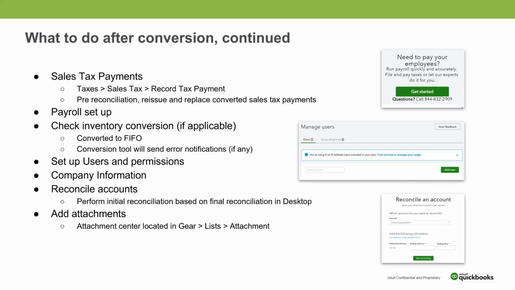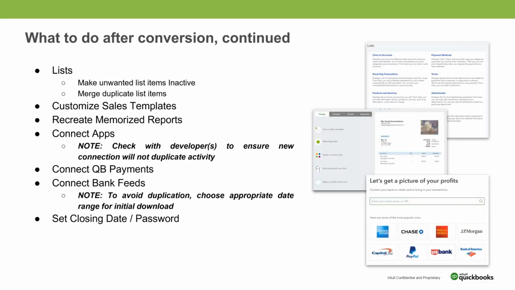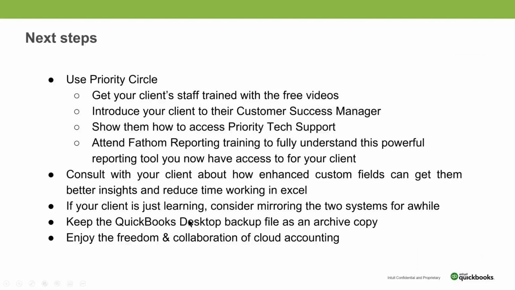Got to set up payroll, check inventory, make sure that's fine, set up your users and permissions, look at company info, make sure the address, phone numbers, all that is correct. Do that initial reconciliation that's based on the final reconciliation in desktop. Add any attachments if they want it. And then here we want to clean up lists if possible, customize sales templates, reconnect apps, reconnect payments, reconnect bank feeds, set closing dates. So just some more things. Again, those resource documents really dig deep here.